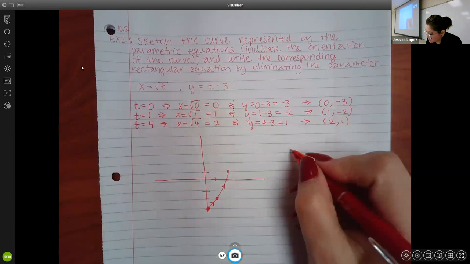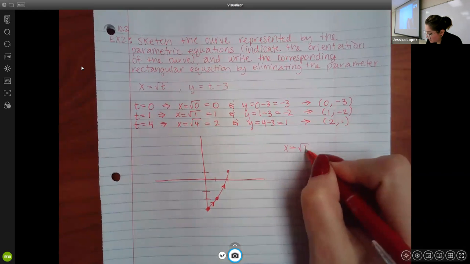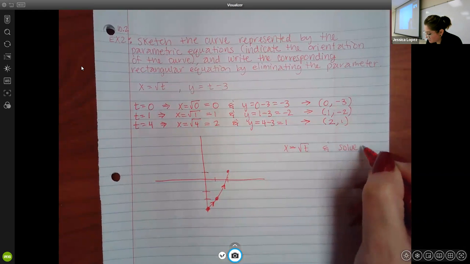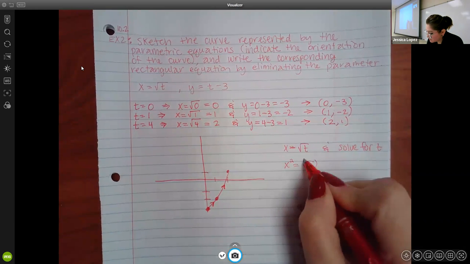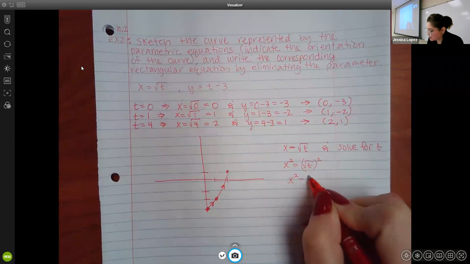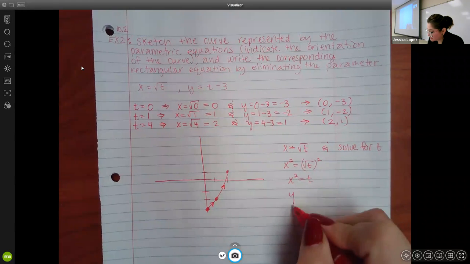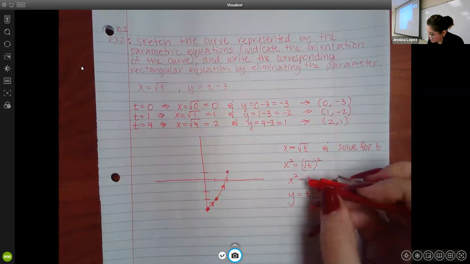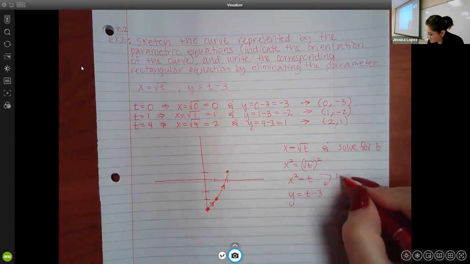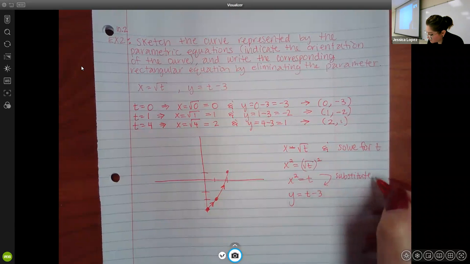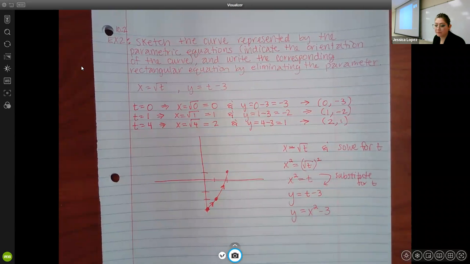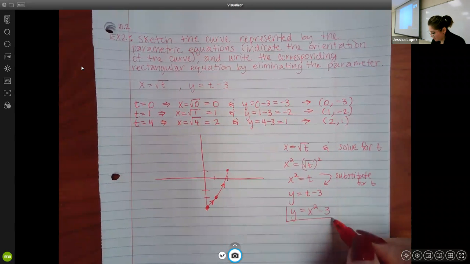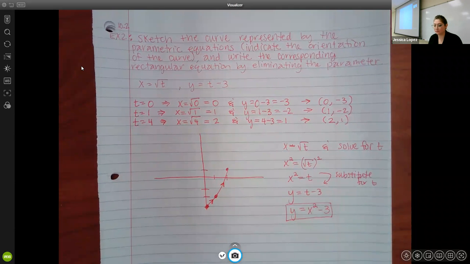So I'm going to take this one and solve for t. And to do that, I'm going to have to square both sides. And so then I get x squared equals t. And then I'm going to plug that into the other equation. So then instead of writing t minus 3, we're going to write what t is equivalent to minus 3. And then we have our rectangular equation. Okay.